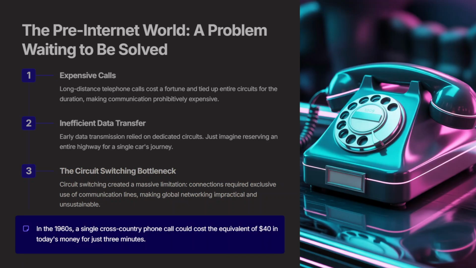Okay, so the stage is set for a better idea. And this is where the big conceptual shift happens. Someone asks, what if we don't reserve the whole line? Exactly. And the answer was packet switching. It's a fundamentally different approach. So how does it work? Break it down for us.